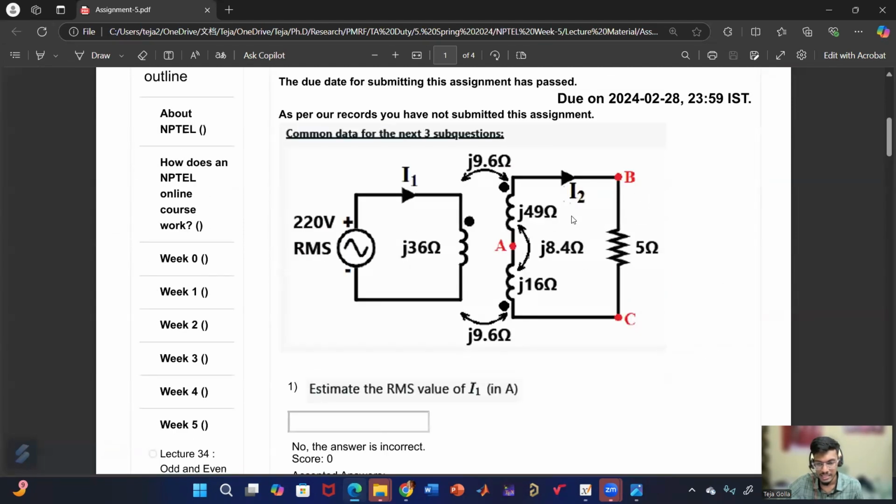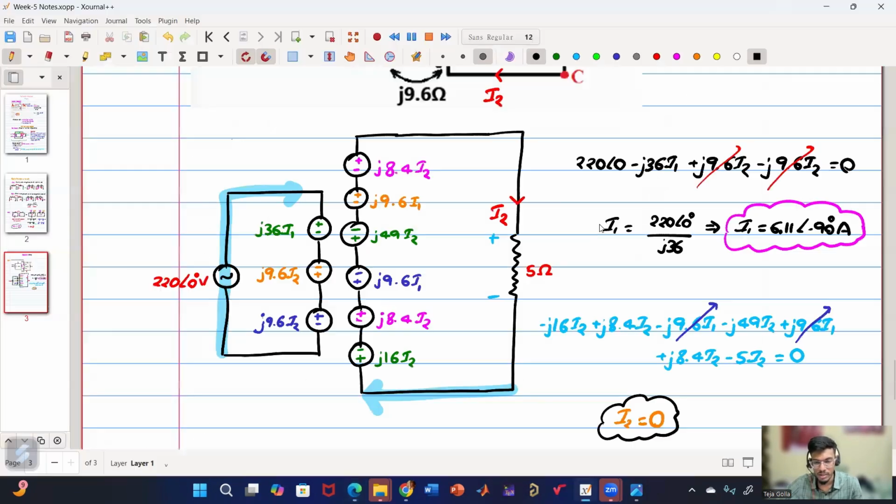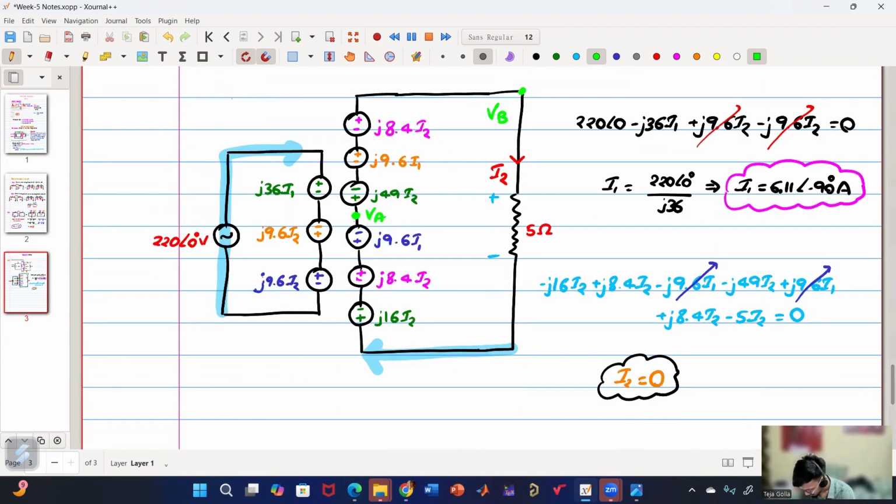So this is A, this is B. So we have to go from VA to VB. They have given this is VA and this is VB. So let us write the KVL equation. VA plus or minus J49 I2. We are going from VA to VB. Will it be plus or minus? Minus J49 I2.